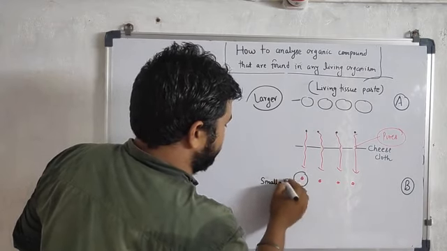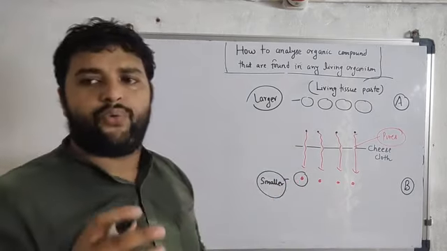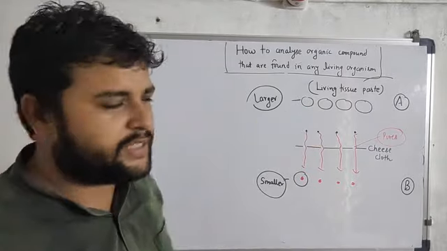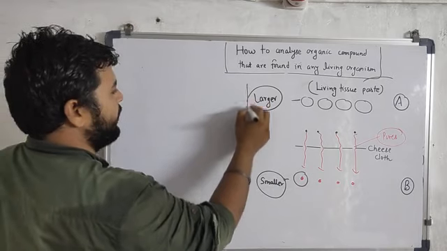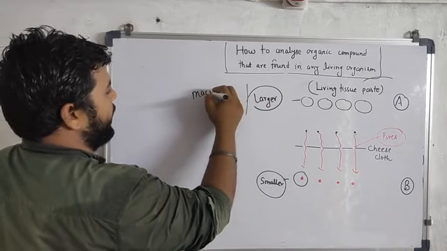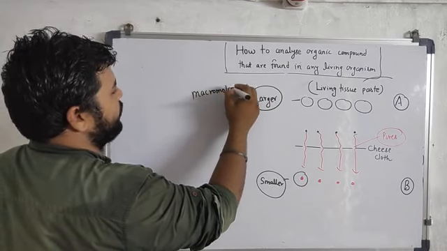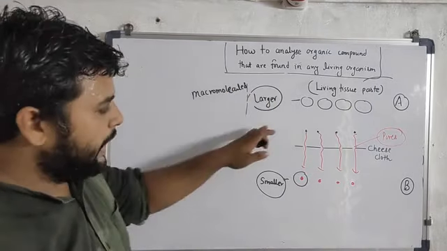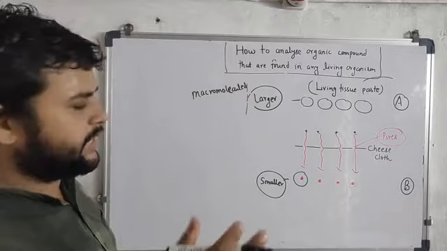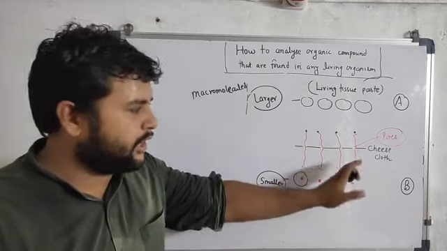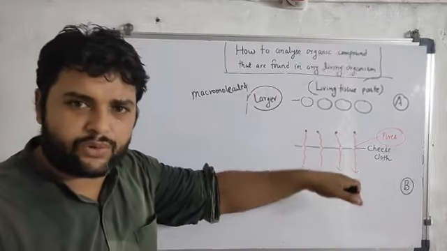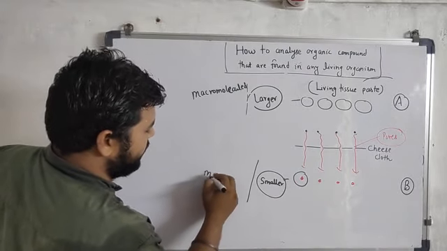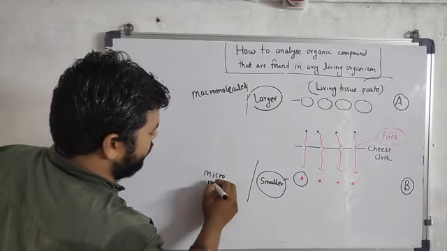So on the basis of size we can name them. Those elements which are really very large are called macromolecules. And those molecules whose size is smaller than the pores of the cheesecloth, so that they can easily pass through it, are known as micromolecules.